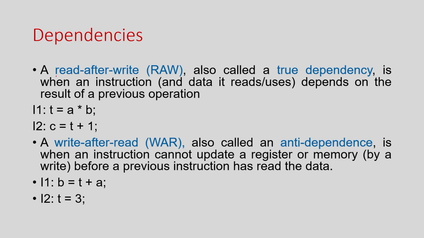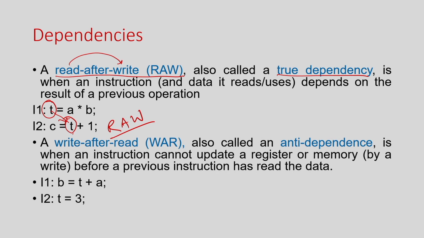The first is RAW, read after write, and this is called true dependency. From the name you can understand that you are reading after writing something. You are writing a value to t and then you are reading it here. This is a true dependency, and this is what we talked about in scheduling time also, the data dependencies. That means completion of the write to t has to happen, then only this operation I2 can execute.